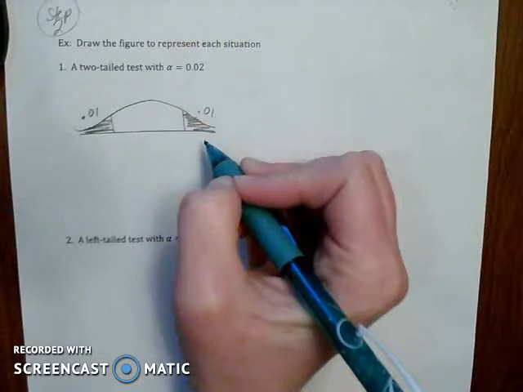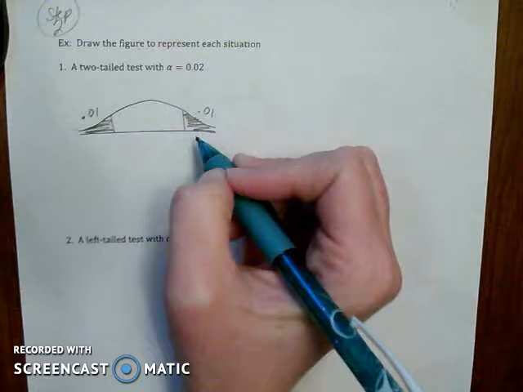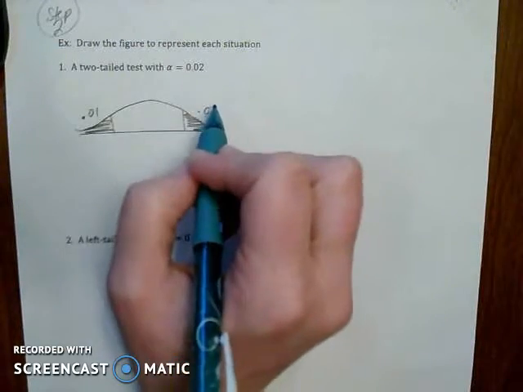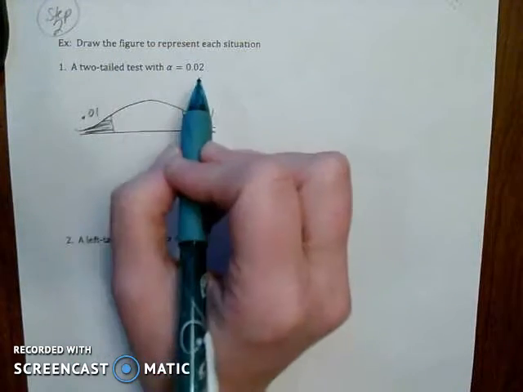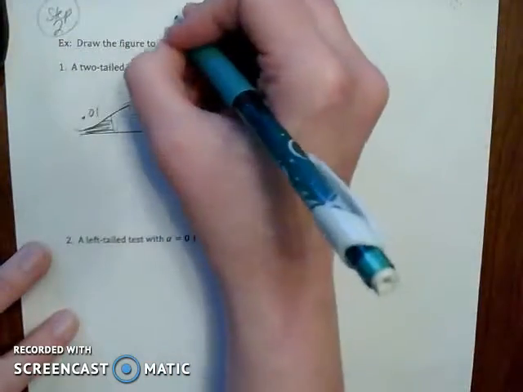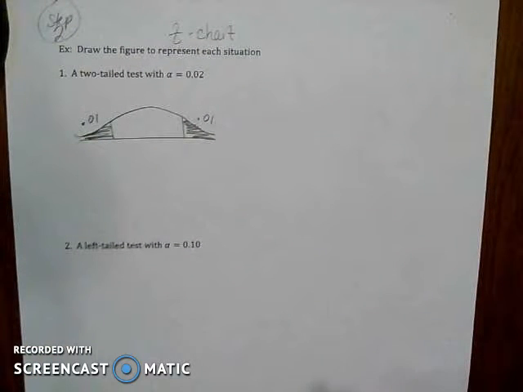This is exactly what you did in chapter 7 with the confidence intervals, only they gave you the inside part. Now they're giving you the outside part. Okay, and that's what we want to find. Since it's two-tailed, we need to split it in two. So we're going to use our z-chart. In 8.2 and 8.1, we're going to use our z-chart.